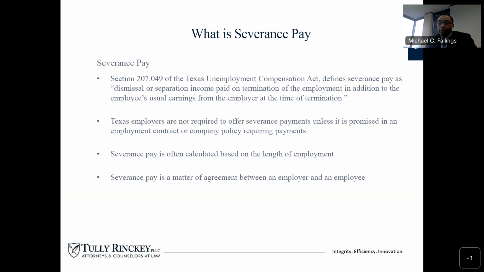Severance pay is an agreement between an employer and employee. Again, just to emphasize, the employer is not required to offer severance pay. However, it's offered as a matter of an agreement with an employee that is separating from employment. Next, we'll talk about severance agreements on the next slide.